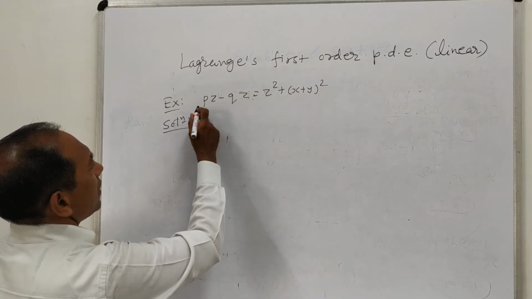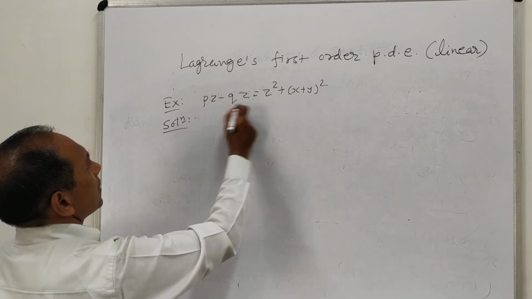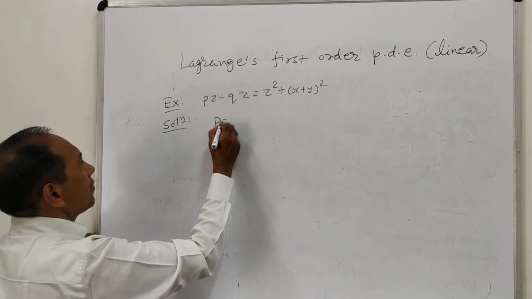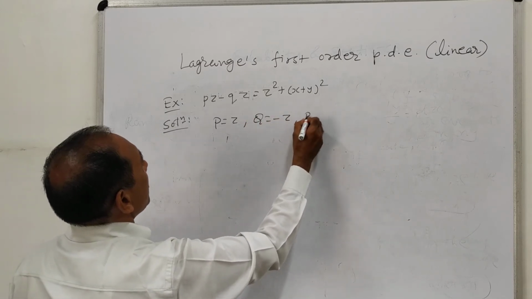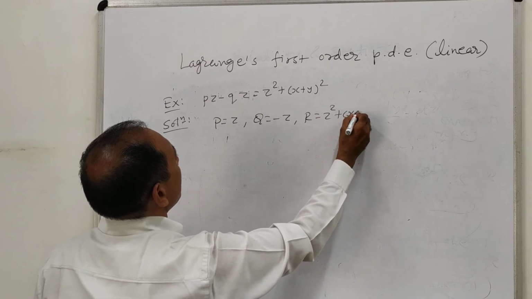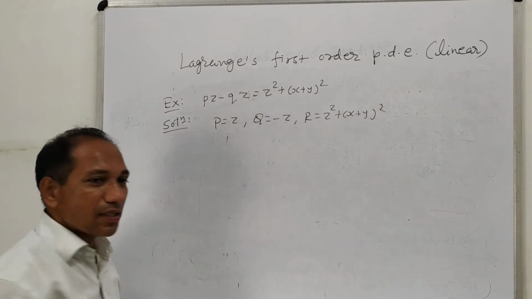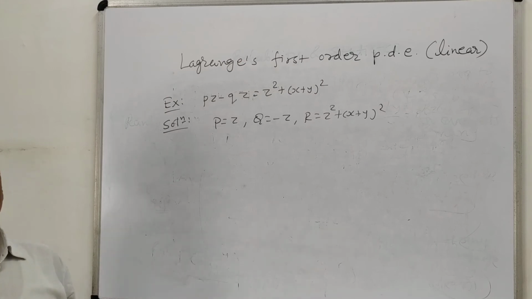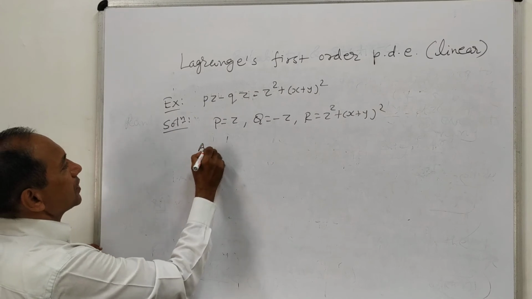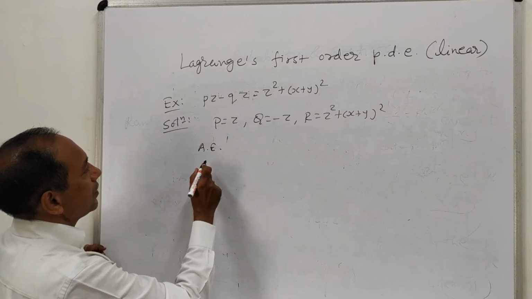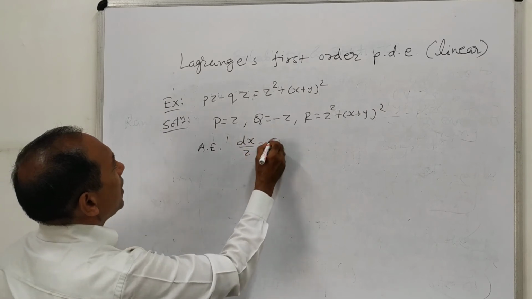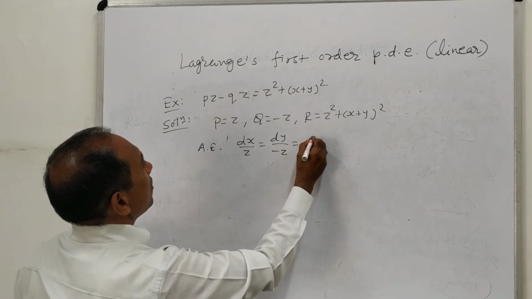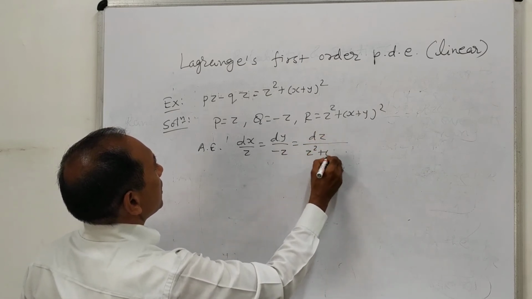Here, first of all, write down the given equation. Therefore you can also write one more thing: capital P equal to minus z, capital Q equal to minus z, and capital R equal to z square plus x plus y whole square. I will not write this every time, but you must mention it in the solution so that your solution becomes more clear. Then the auxiliary equations are dx upon z equal to dy upon minus z equal to dz upon z square plus x plus y whole square.